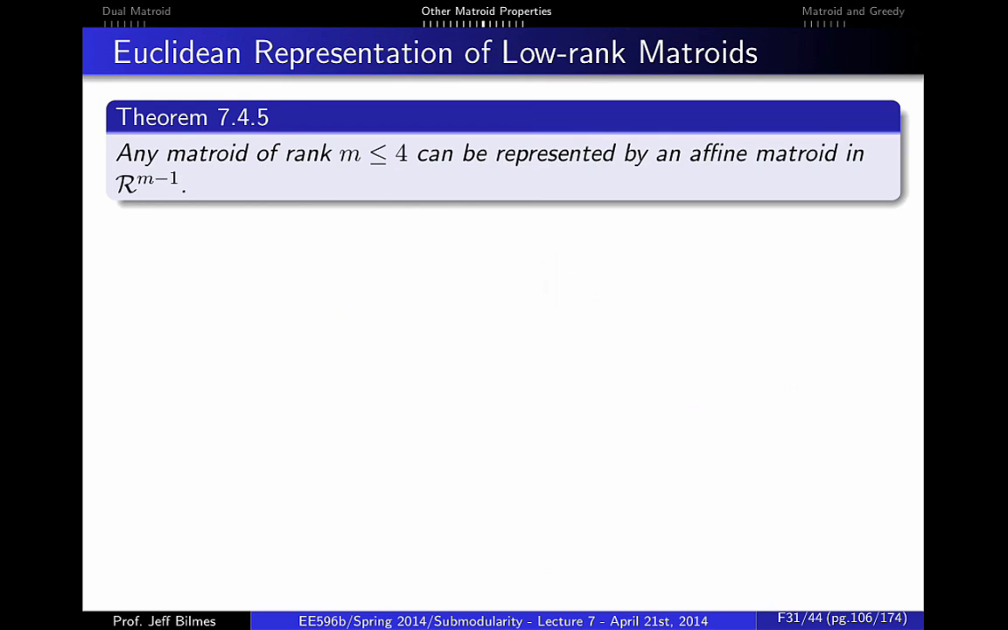So the theorem says that any matroid of rank up to 4 can be represented by an affine matroid in R^(m minus 1). So a matroid of rank 4 can be represented in 3 space. A matroid of rank 2 can be represented in 2 space.